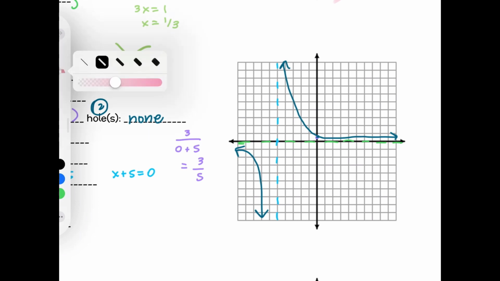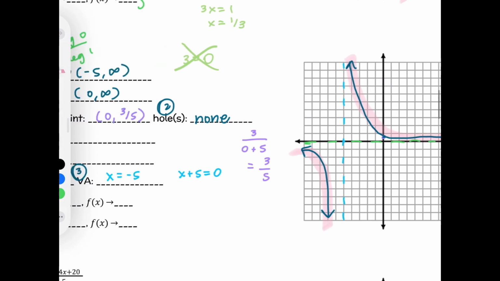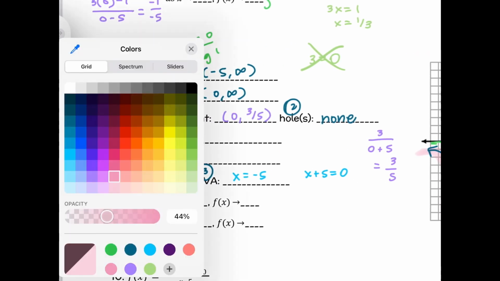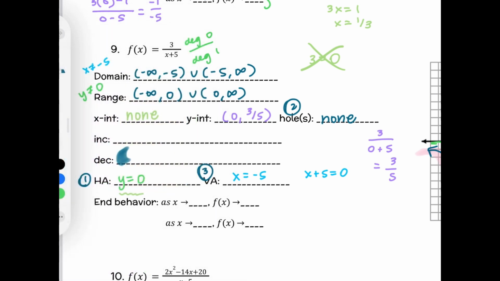All right, and let's trace. So let's see if we're increasing or decreasing. Start on the very left side of your graph, that left arrow. We're going to be decreasing, pop back up, and we're decreasing again. So we're decreasing again for the whole graph. So we're going to take our domain and write it on the decreasing line. So write negative infinity to -5, union -5 to infinity. Increasing would be none.